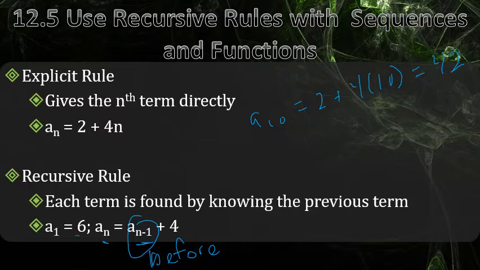So we had a 6 plus 4 makes 10. Plus 4 makes 14. Plus 4 makes 18. Plus 4 makes 22. And so on. You just keep adding 4 to get the next number. But it has to tell you where to start. So we have to start off by knowing what a1 is. So it's actually in two parts. We have the a1 and the a_n. And the a_n has this a_(n-1) portion.